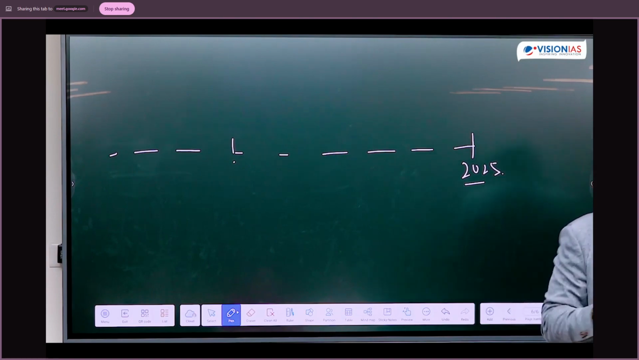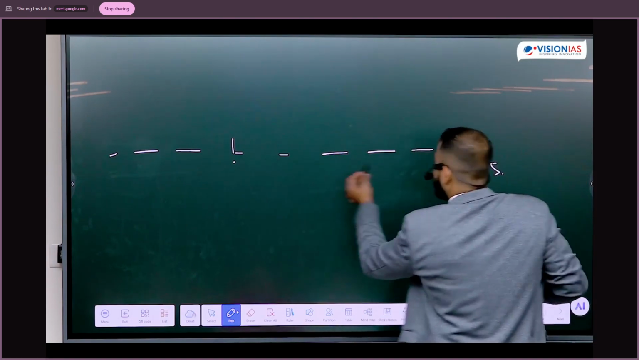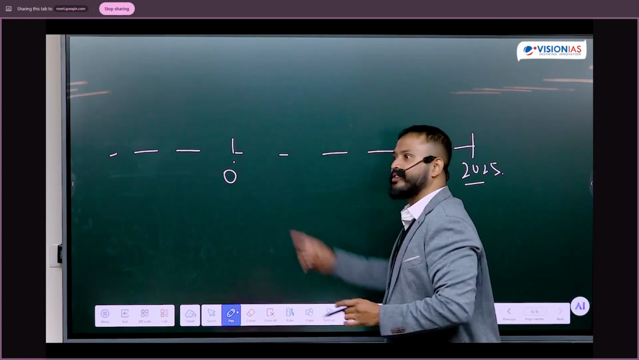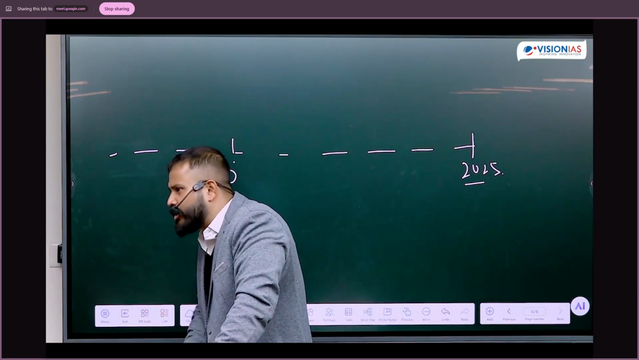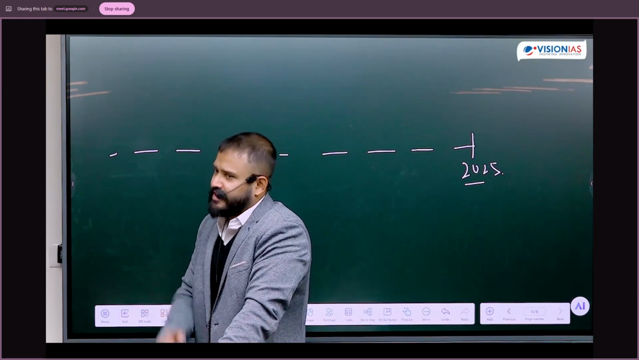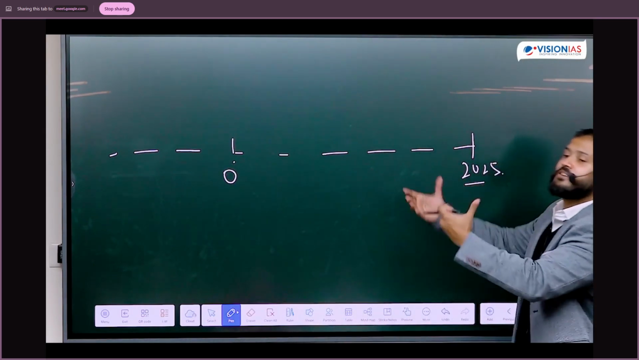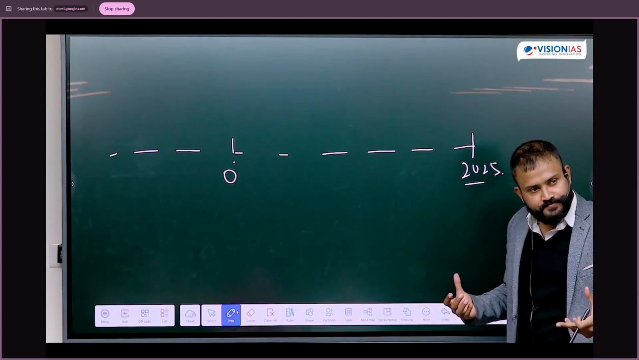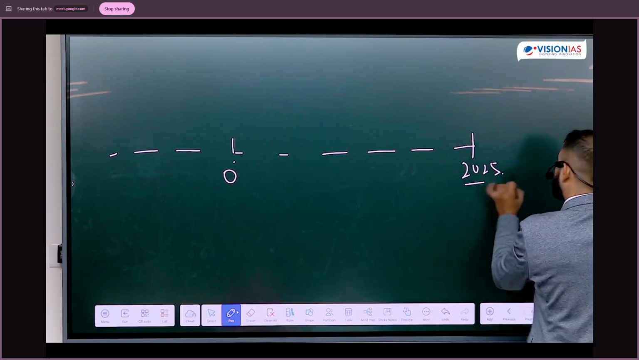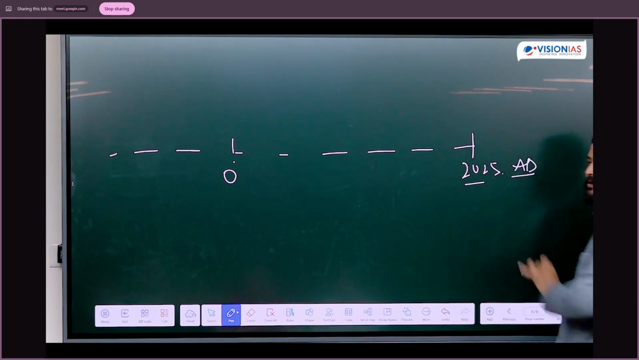The Gregorian calendar was developed in the 17th century, right? So here we start from zero. Why zero? As per the Gregorian calendar, zero is celebrated as the birth of Christ. Conventionally we say since the birth of Christ, Anno Domini. Instead, we used to write 2025 AD.